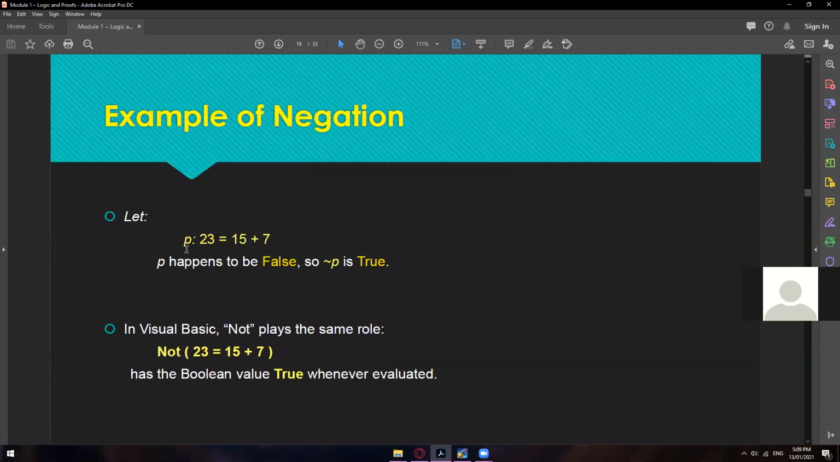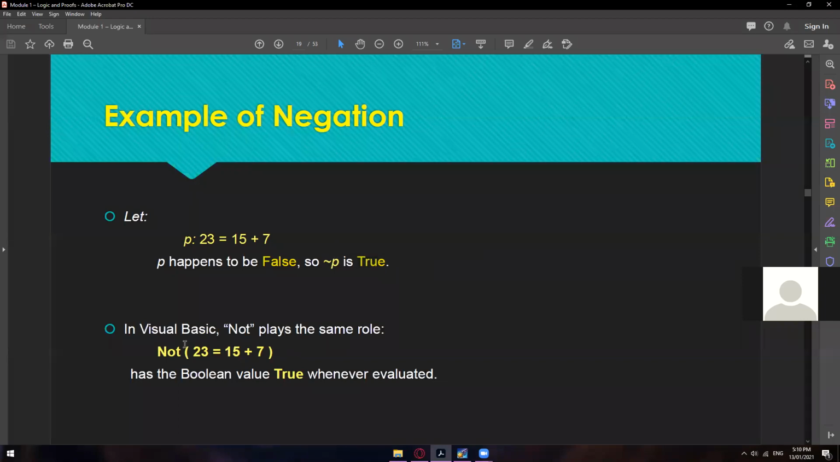So we have the statement P, wherein 23 is equal to 15 plus 7. And then if you're going to analyze this one, okay, this letter P happens to be false because 15 plus 7 is 22, not 23. So negation P is true. Okay? Or kapag P lang, P is false. Pero since may negation tayo dito, okay, this false will become true.